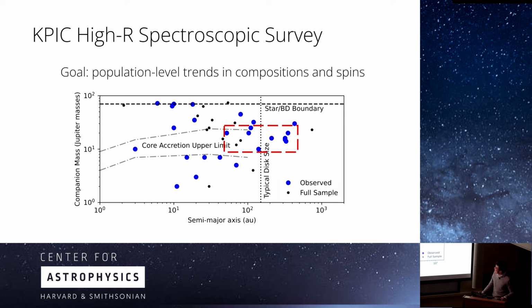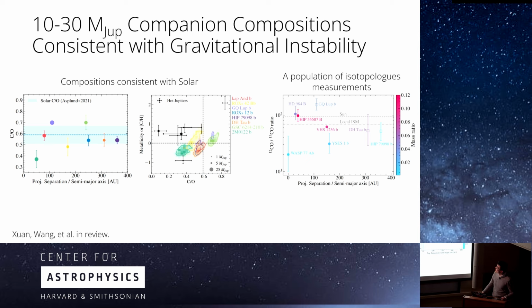What we're finding right now is that this sample is actually very homogeneous. This group of objects, with masses somewhere between 10 and 30 Jupiter masses, all have compositions consistent with solar, which is what we expect from the direct gravitational collapse hypothesis.